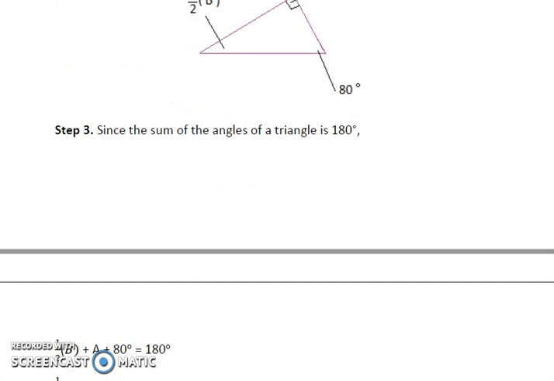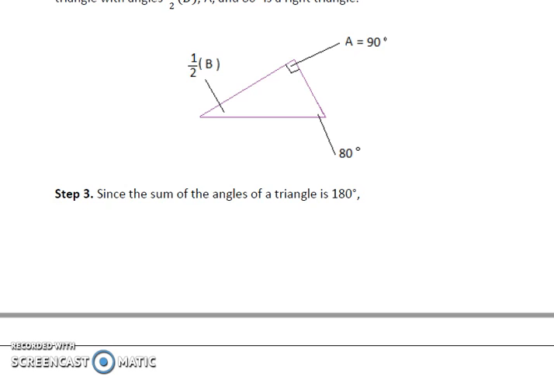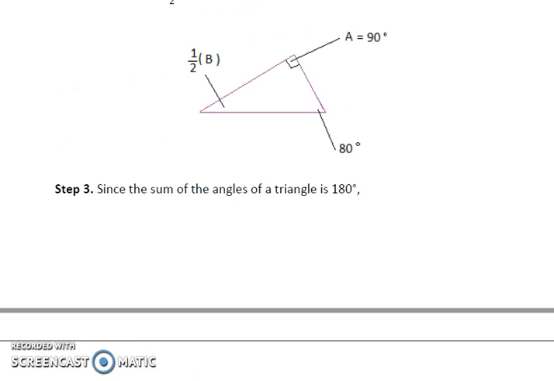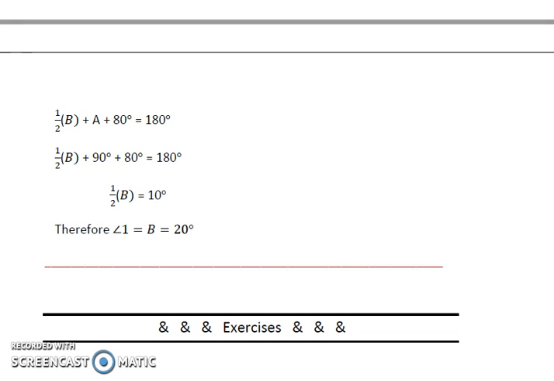Then on step 3, since the sum of the angles of a triangle is 180 degrees, the sum of these three angles would be 180. 90 plus 80 plus half of angle B would be 180 degrees. So we can set this up as an equation, solve for B, which was angle 1. Solving this, subtract 80 from 180, subtract 90 from 180 because angle A was a right angle, then multiply by 2 to get that angle 1 or angle B equals 20 degrees.